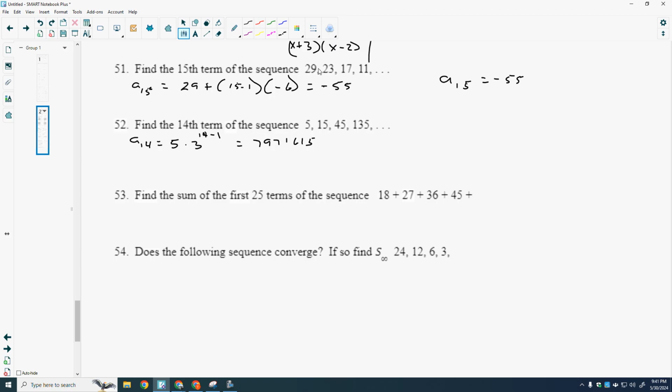Arithmetic, add or subtract the same amount. Geometric, multiply or divide the same amount. If it's subtraction, you want to think addition. If it's division, you want to think multiplication, or convert to multiplication.